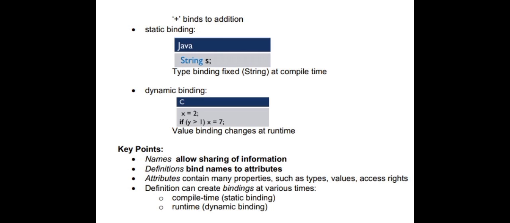So, key points. Names allow sharing of information. A definition binds names to attributes. Attributes contain many properties such as types, values, access rights. So a definition can create bindings at various times, like compile time, static binding, or runtime, dynamic binding. That's all. Thank you.